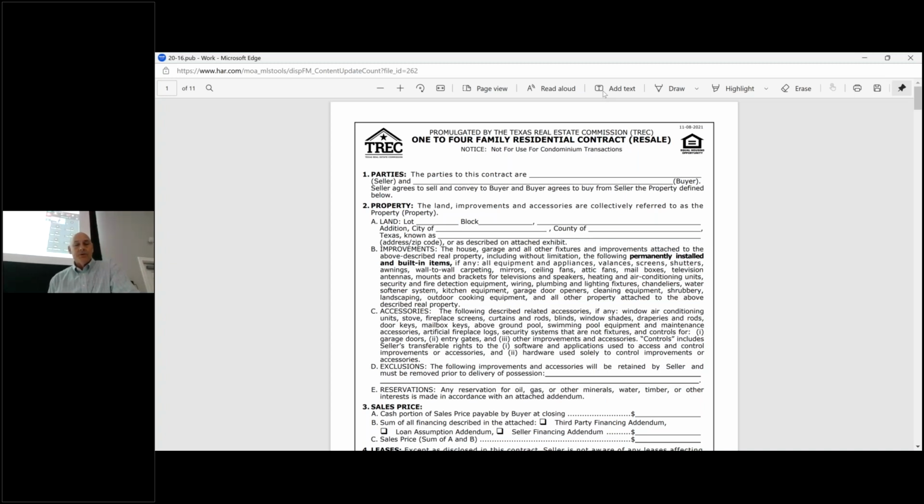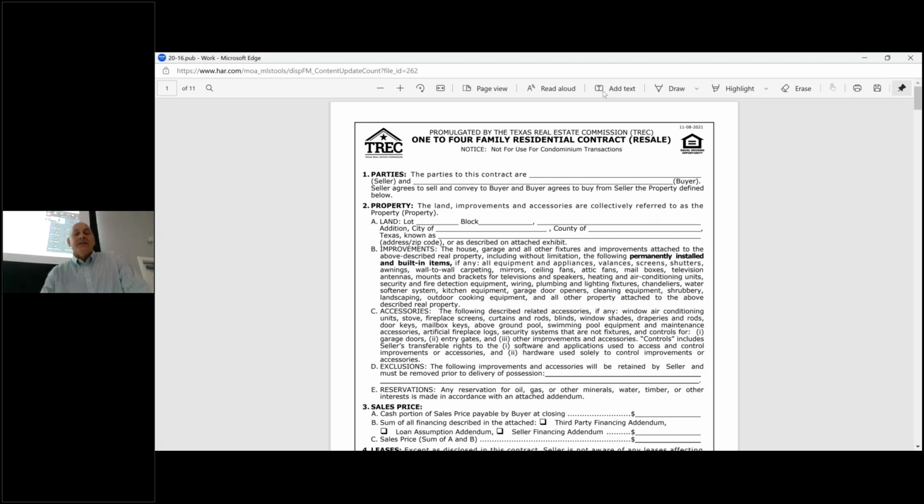The land, improvements, and accessories are collectively referred to as the property. That's very important. Don't skip over that. The land, the improvements, and the accessories. What are we buying? We're buying the land, the improvements, and the accessories. And then you describe it legally.